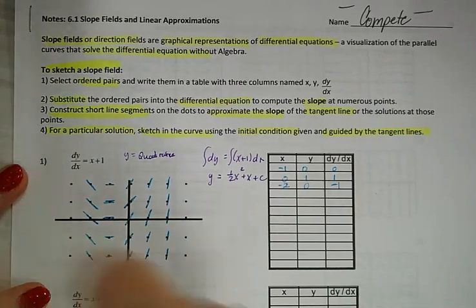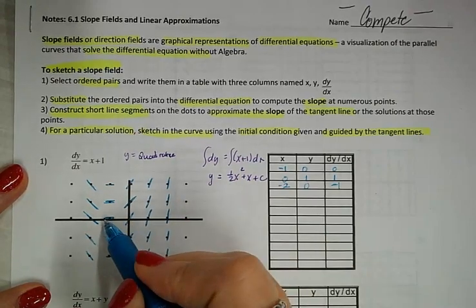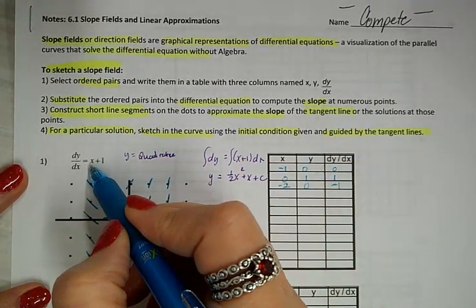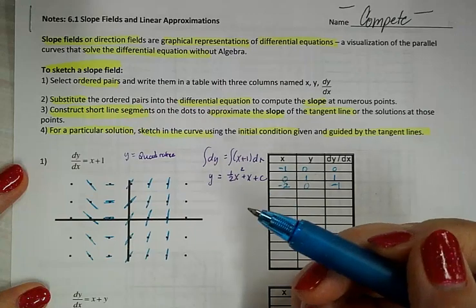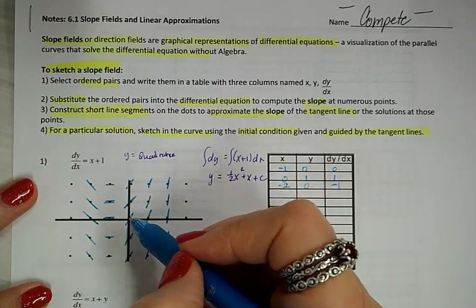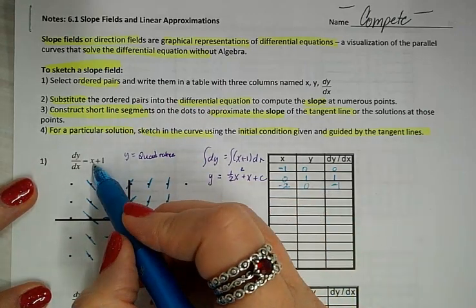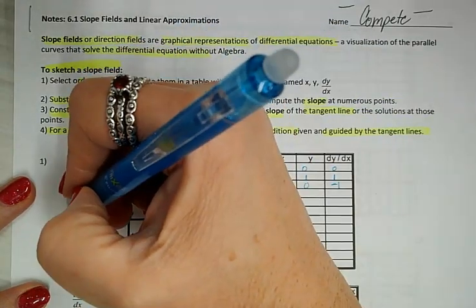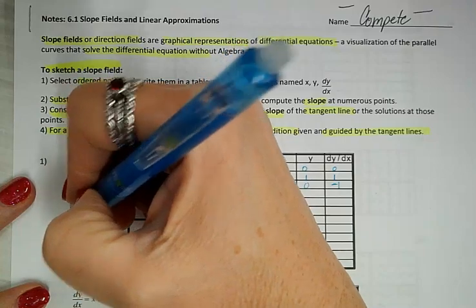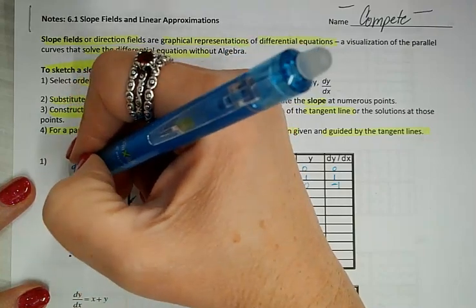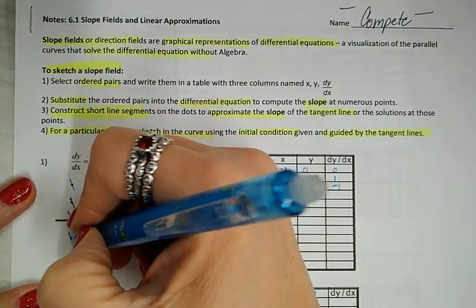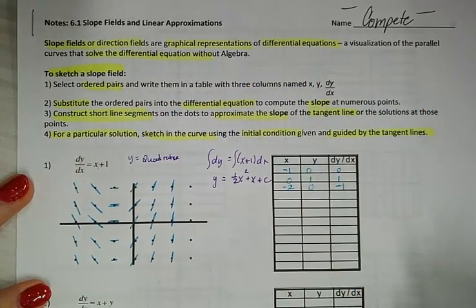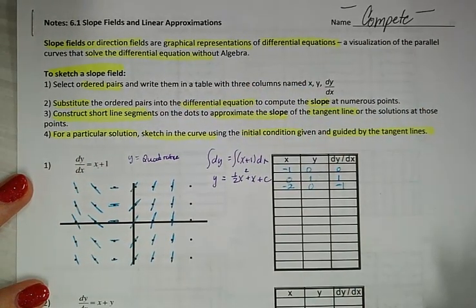All right, so what's happening over here if I go over to 1, -3? So I put my -3 in here. And then for my x, so 1, 2, 3, I put my -3 in here. -3 plus 1 is -2. So I'm going to have something a little bit steeper than 45 degrees. Okay, so hopefully you can kind of see the pattern here.